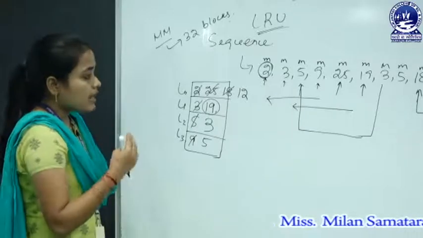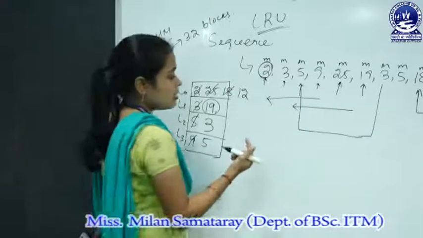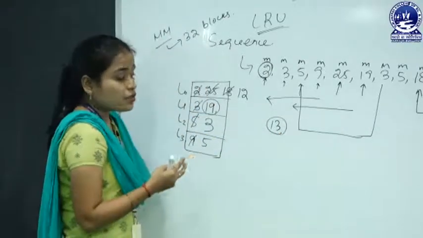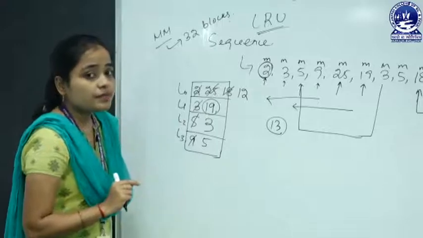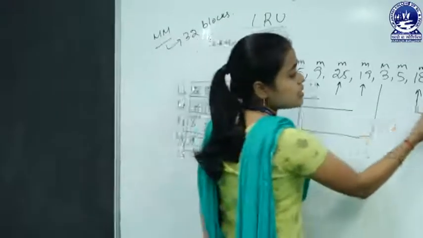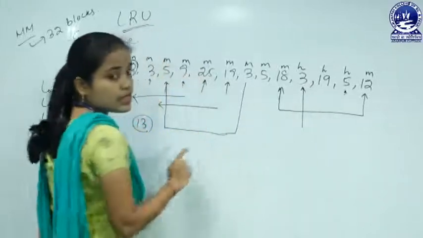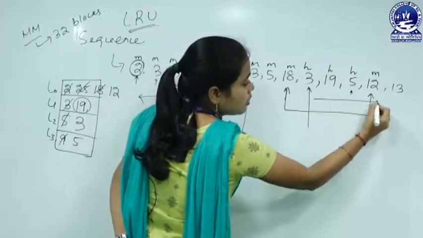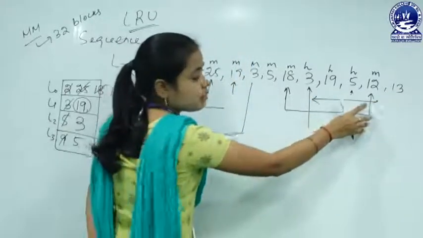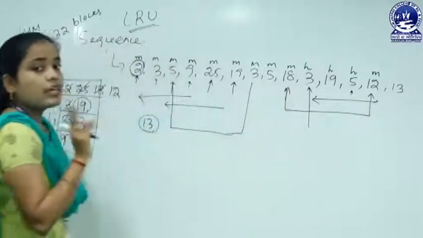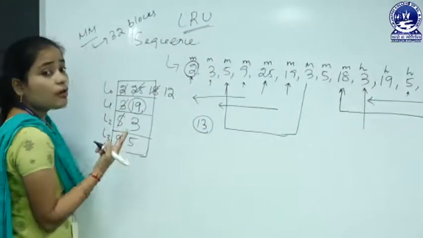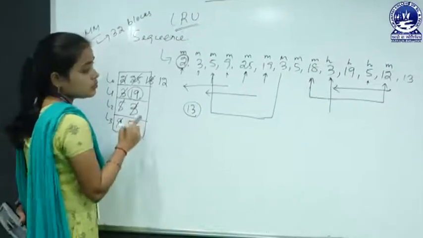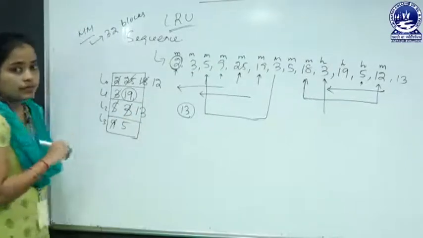So let another block come, let the next requested block be 13. So which one will be replaced? You have to replace this 3, as you can see here, because between these 4 the most recently used is our 12 and the least recently used is our 3. So it will replace the block 3, and here goes 13.